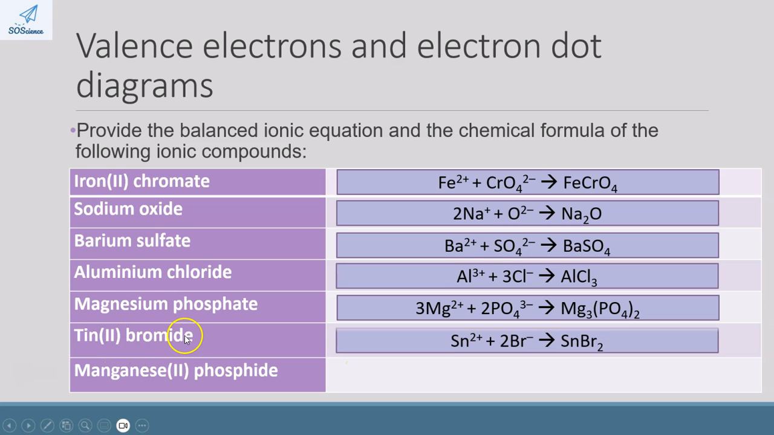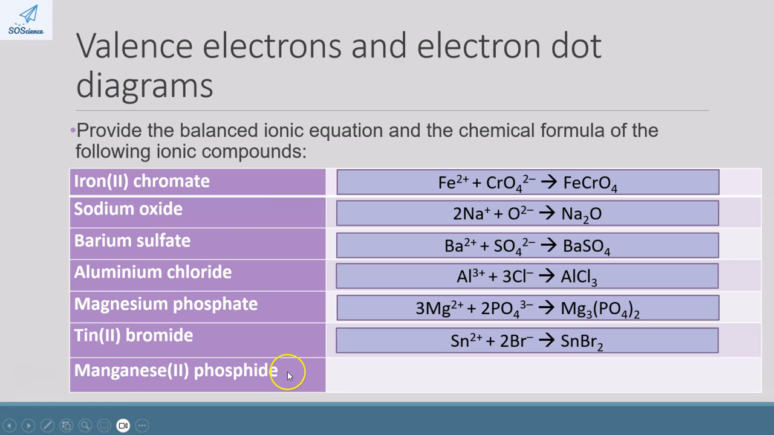Tin 2 bromide. Tin 2 is Sn2 plus, and bromide is Br minus. So we need 2 bromide ions to balance out 1 tin 2 ion, resulting in SnBr2.